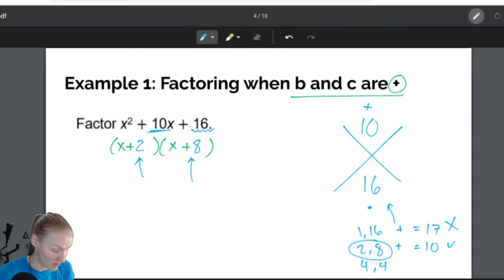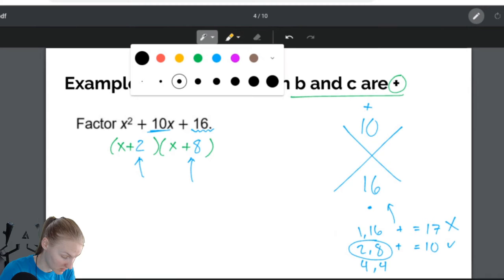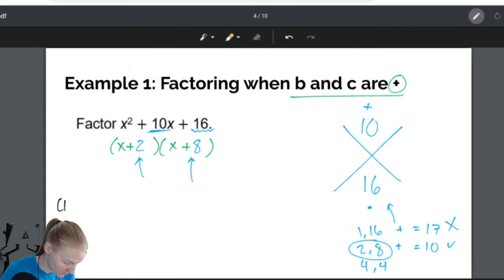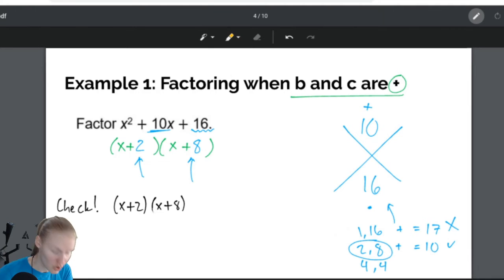Now, if you want to check and make sure that we were correct, that is a good idea. So let's check over here. X plus 2 times x plus 8. We're going to check just by foiling. So first, x times x. Outside, x times 8 is 8x. Inside, 2 times x. And last, 2 times 8 is 16.